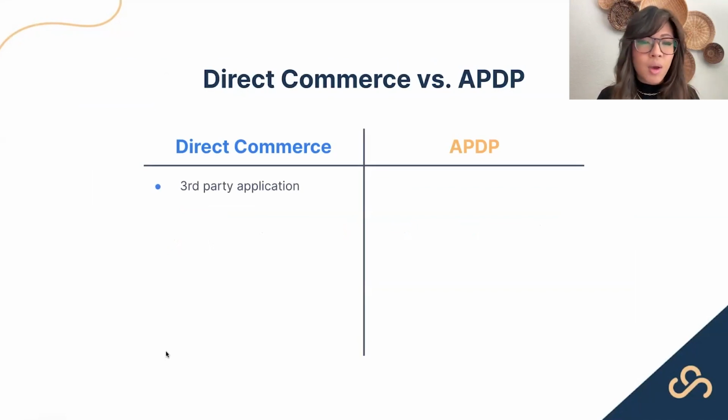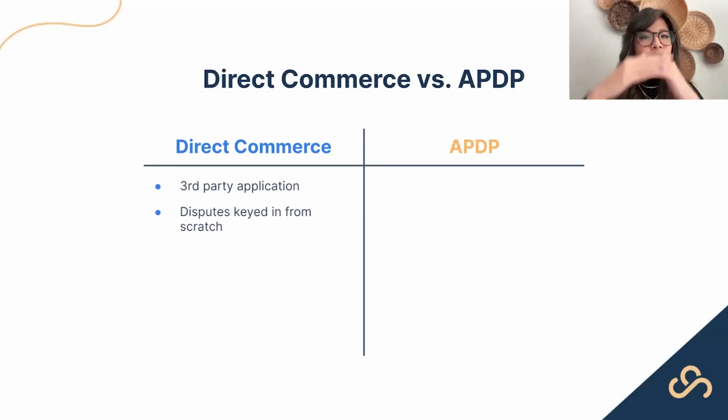So again, direct commerce, third-party application. This was created by someone outside of Walmart. You had to key in your disputes from scratch. Essentially how it worked is you would go in and create a dispute. There'd be a completely blank form, and you'd have to type in all of the necessary information in order to submit your dispute.